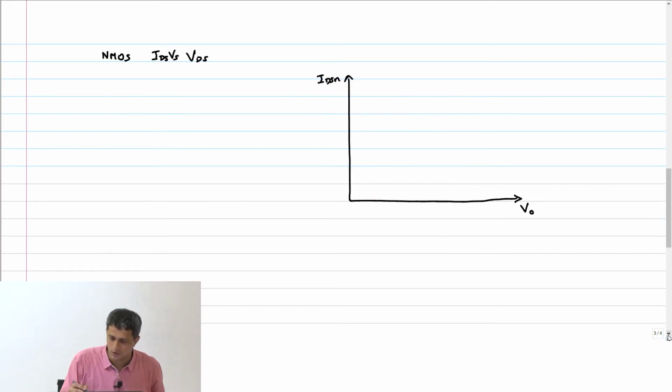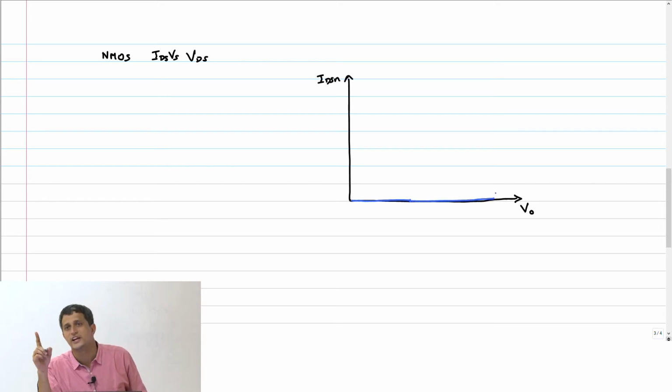Now I will use some special colors so that we don't confuse things. The current through this transistor, irrespective of what your V out is, whatever the VDS is, has to be 0. The transistor is not turned on. And here is my VDD.